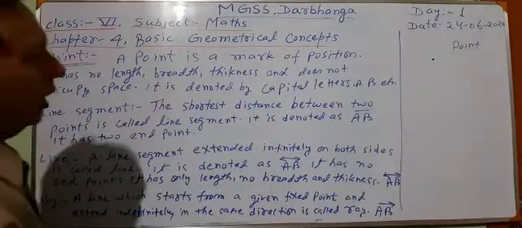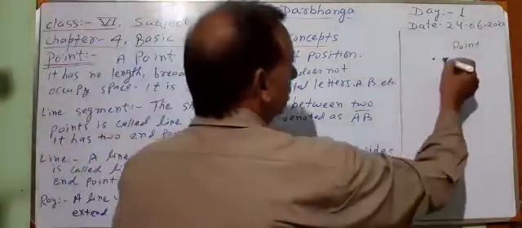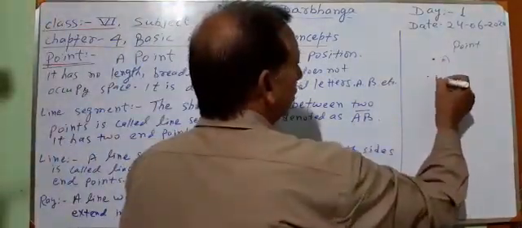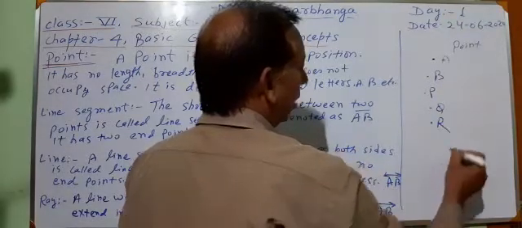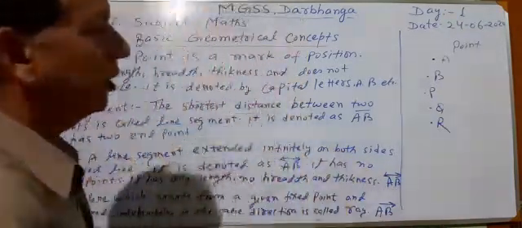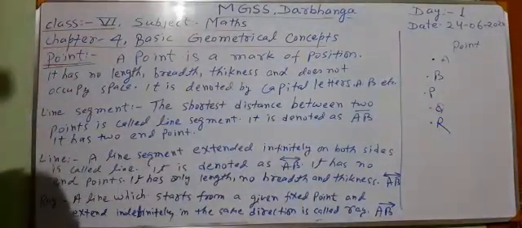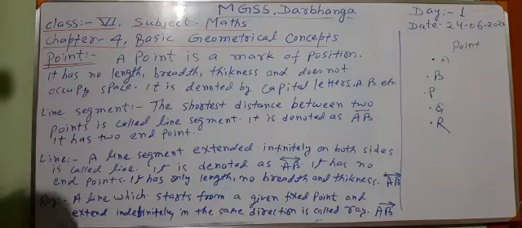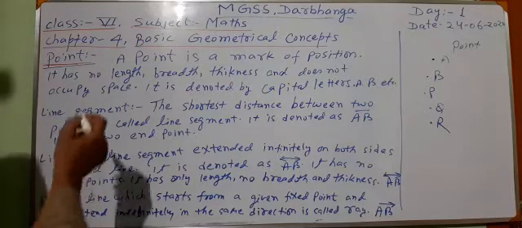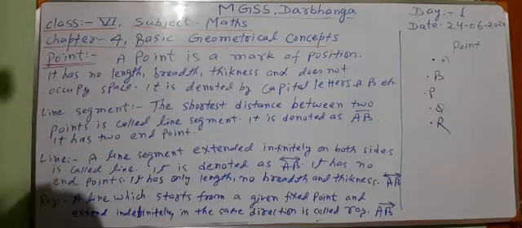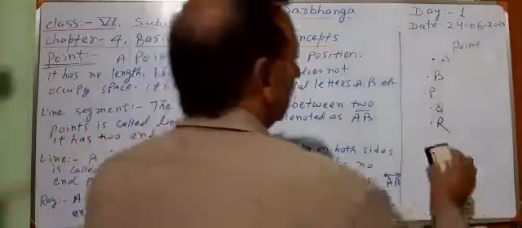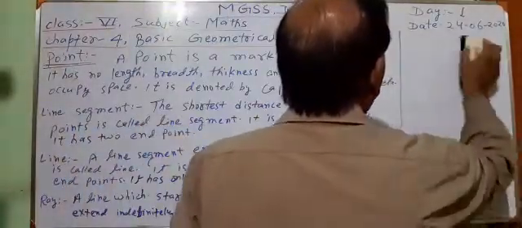It is denoted by capital letters A, B, C. It may be denoted by A. This is point B, this is point P, this is point Q, this is point R. Always it is denoted by capital letters A, B, P, Q, R, C. If we choose any letter, there is no problem. This is the point. And what is the simple definition? You must memorize the definitions. A point is a mark of position. This is the definition.